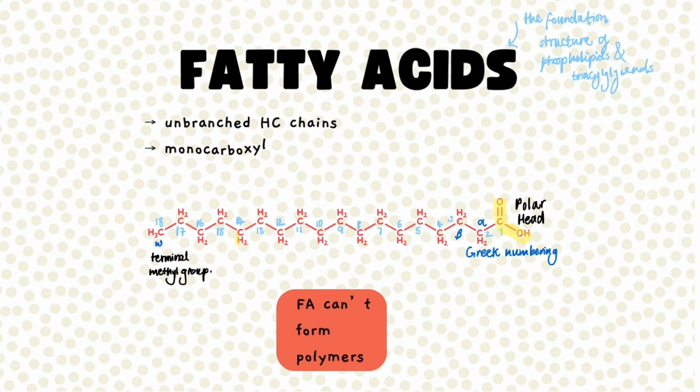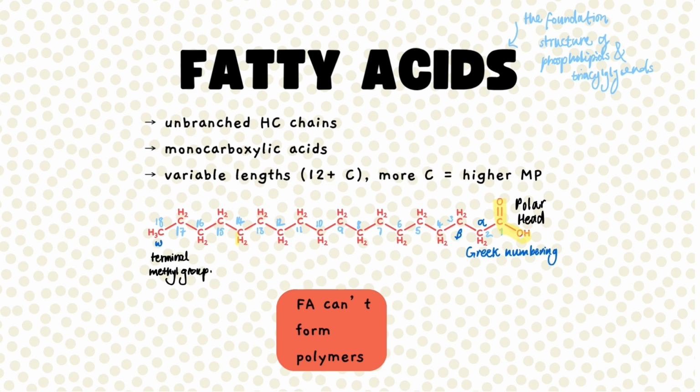So fatty acids, to start with, are the foundation of all structures of phospholipids and triacylglycerols. And what we mean by that is, if you recall, triacylglycerols are made up of fatty acids and glycerol, so they're just components of that. It's important to make the distinction that fatty acids, unlike other macromolecules, cannot form polymers. So for example, when you think of proteins, amino acids form polypeptides, okay? So amino acids to peptides to polypeptides, but in the case of fatty acids, you cannot form polymers.